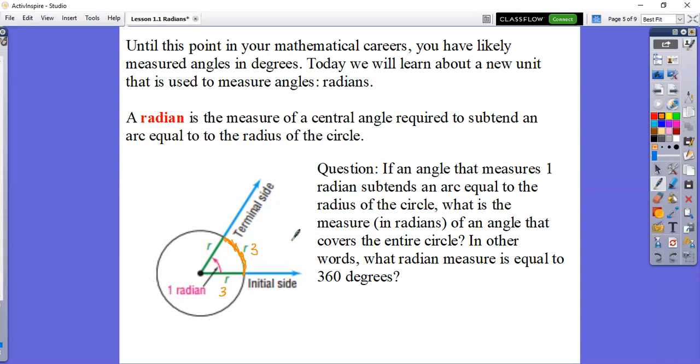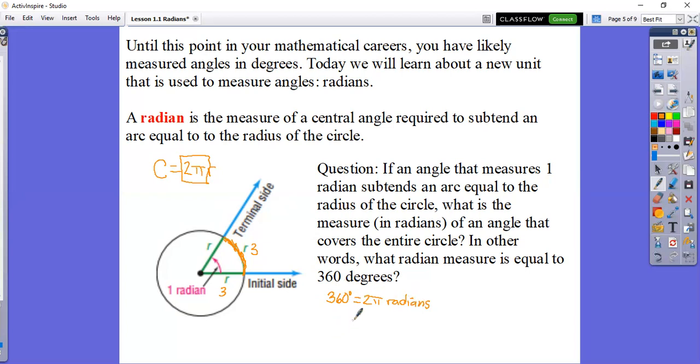So as it turns out, because we know what circumference is equal to, right? The circumference of a circle is equal to 2 pi times the radius. So therefore, in an entire circle, there are 2 pi radians, which means that 360 degrees, which is a whole circle, is equal to 2 pi radians.